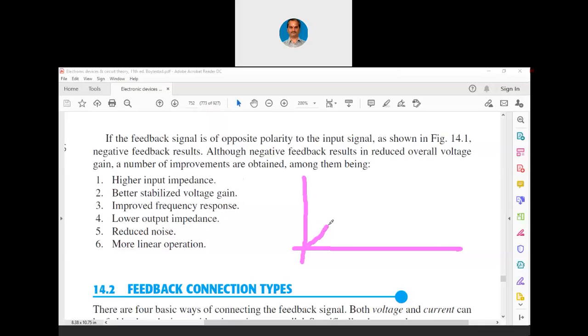So, in general, the frequency response will be like this, where the x-axis is F and the y-axis is AV. In general, the frequency response will be like this. But we cannot say that the frequency response will be flat for all the circuits.